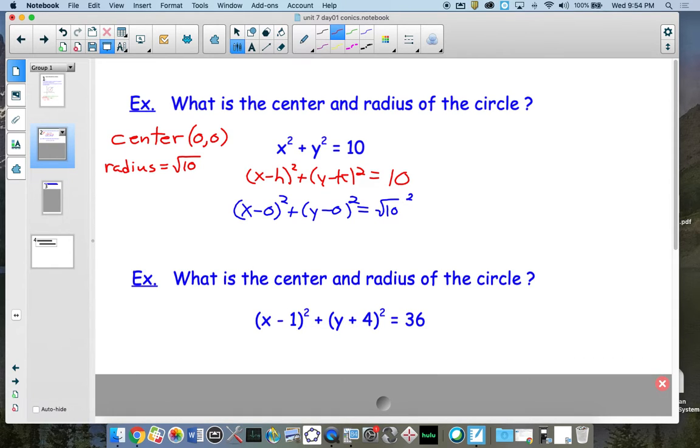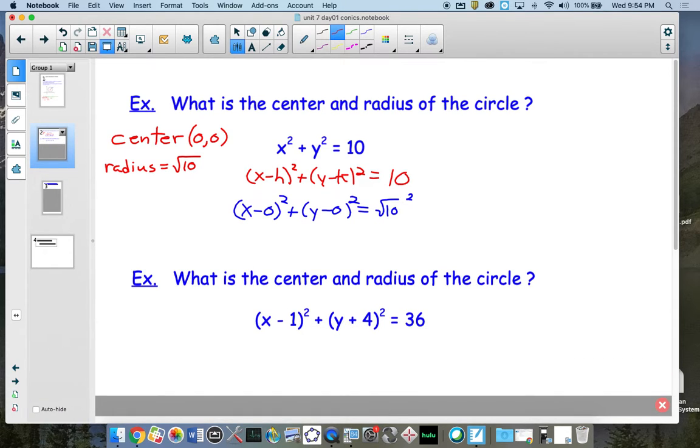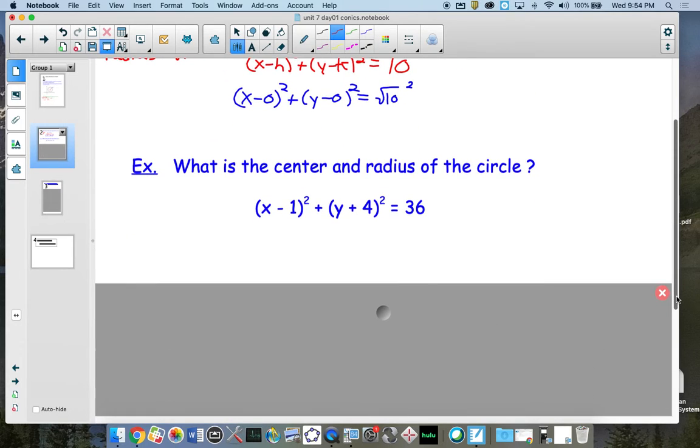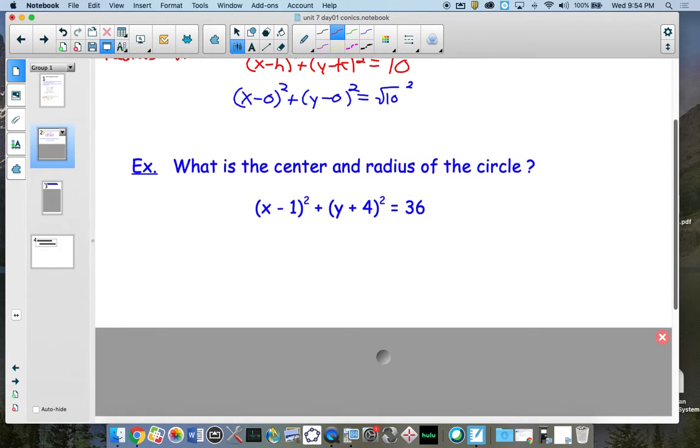Let's look at another example. What's the center and radius of this circle? So we have the h is 1 and the k is negative 4. So the center is going to be 1 comma negative 4, and your radius equals 6, which is the square root of 36.